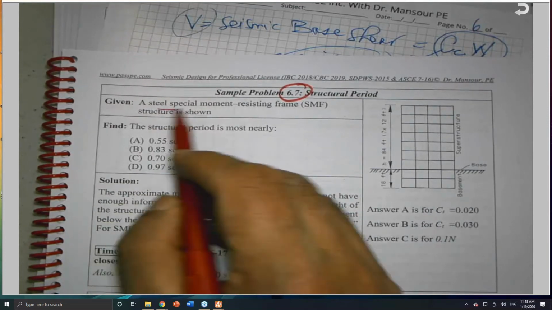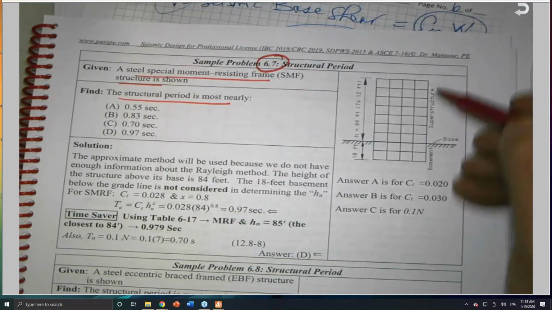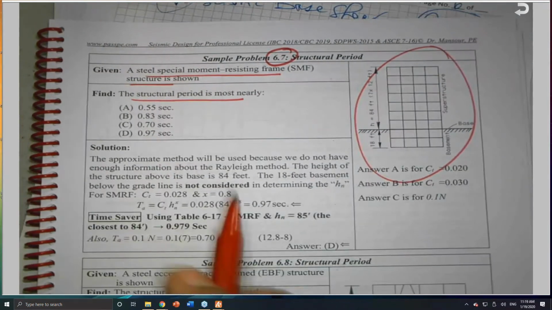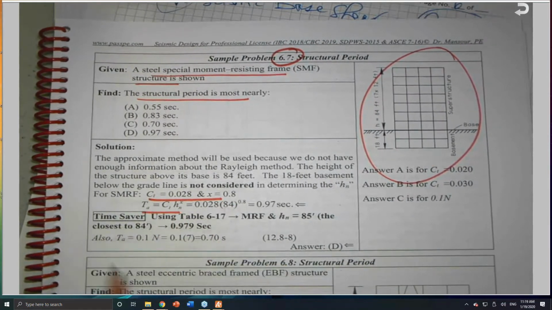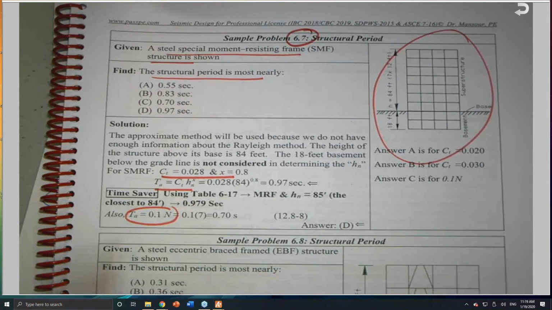Steel special moment resisting frame, the structure period is, here it is. 7 stories above the base, and I used the C sub T H sub N to power X, and I used the power 0.1 N.